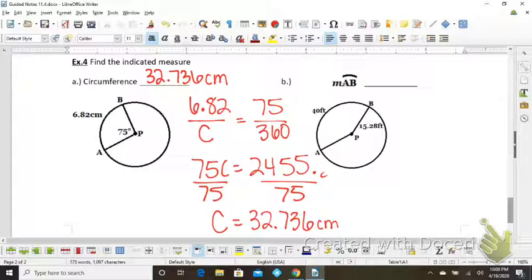All right, on letter B, we are trying to find the length. We're trying to find the measure of arc AB. So again, we're going to be using that same setup. The measure of the arc, which they labeled as 40 feet, over the circumference, which we would have to calculate here with the radius, set equal to the measure of arc AB, that's what we're looking for this time, over 360.